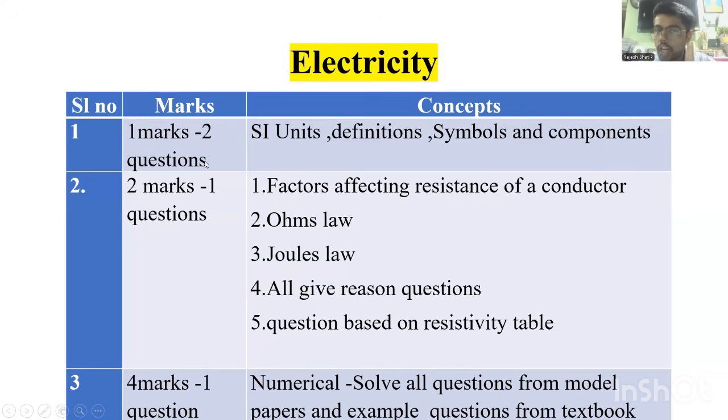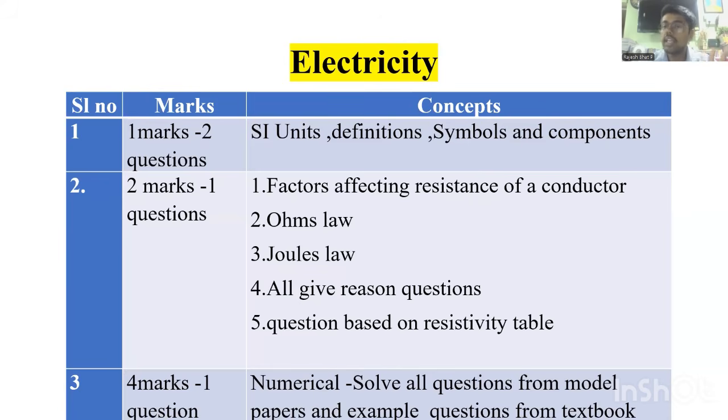For 1 mark, there are 2 questions in electricity. They will ask SI units, symbols and components, and definitions. Next, for 2 marks, only 1 question they will ask. It can be Ohm's law, Joule's law, or a question based on the resistivity table, or an assertion-reason type of question.